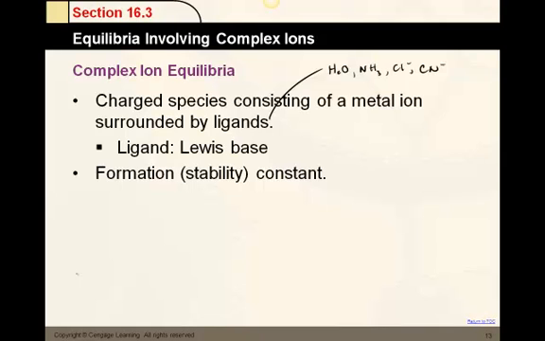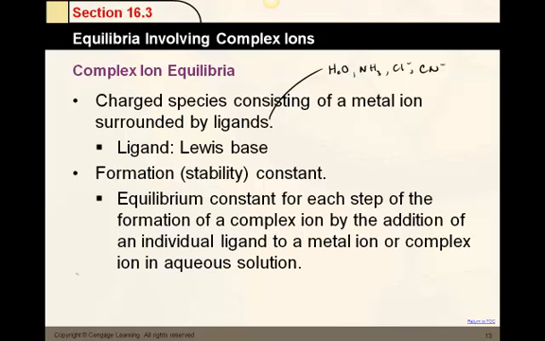And there's a formation constant, a measure of stability. The equilibrium constant for each step of the formation of the complex ion, by the addition of an individual ligand to a metal ion or complex ion in an aqueous solution, is what we are looking at. Sometimes some metals are not very soluble in aqueous solution, like silver chloride that we had earlier, or silver phosphate. We can make these ions more soluble by producing complex ions, which are ligand compounds, to make those metal ions more soluble.